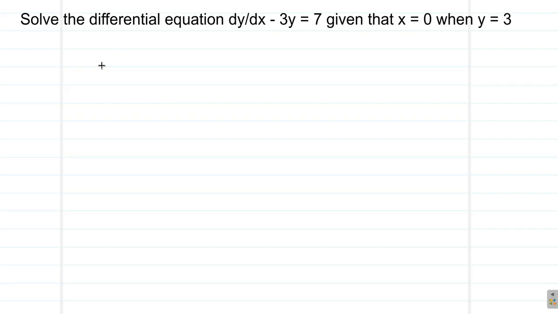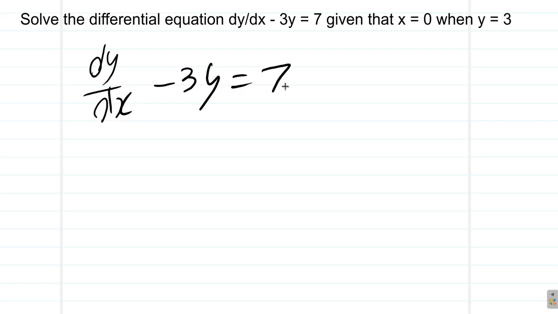Let me just rewrite this here. It says dy by dx minus 3y equals 7. So go ahead and solve it. Okay, what did you get?